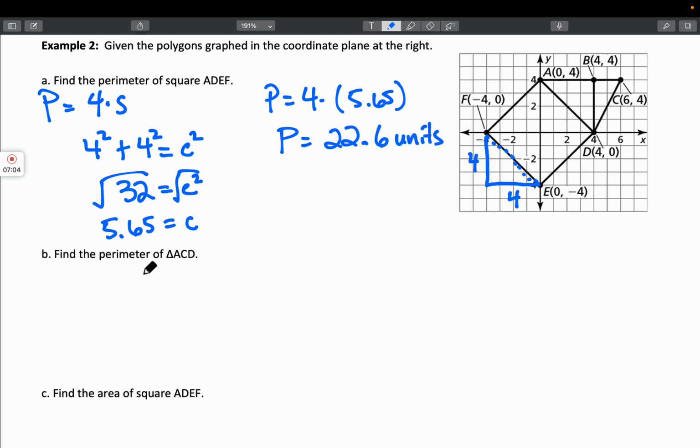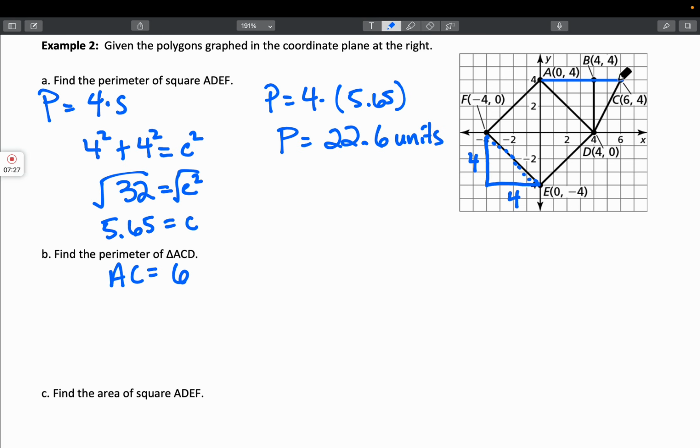Let's now talk about the perimeter of triangle ACD. So up here at A, all the way over to C, this is a nice one because this is just a horizontal line. I can count my boxes. In fact, I'll write that down right now. AC is equal to 6. Just counting over from 0, 4 to 6, 4, that gives me 6.